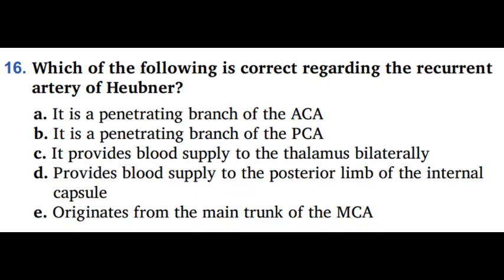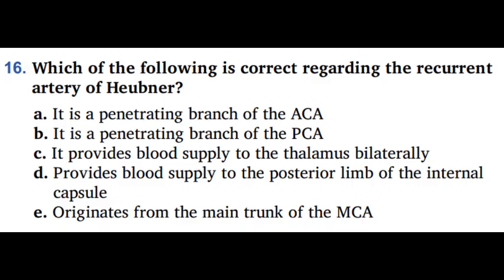Question 16. Which of the following is correct regarding the recurrent artery of Heubner? A. It is the penetrating branch of the anterior cerebral artery. B. It is the penetrating branch of the posterior cerebral artery. C. It provides blood supply to the thalamus bilaterally. D. Provides blood supply to the posterior limb of the internal capsule. And E. Originates from the main trunk of the MCA.